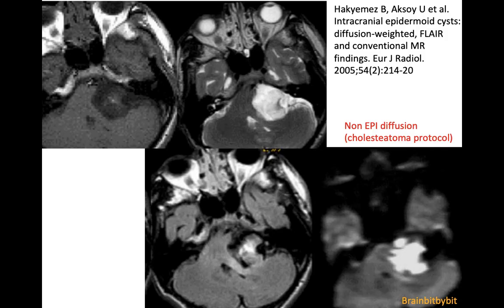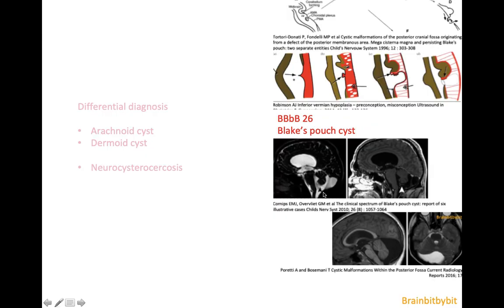And in the cerebellopontine angle, if you want to look for restricted diffusion, I prefer to do a non-EPI diffusion sequence, for example, from a cholesteatoma protocol, and not the DWI you typically have in a protocol for brain ischemia, because in the posterior fossa you have soft tissue, bone, air, so there's a lot of inhomogeneity of the magnetic field. So non-EPI diffusion is better than just a DWI from your ischemia protocol.